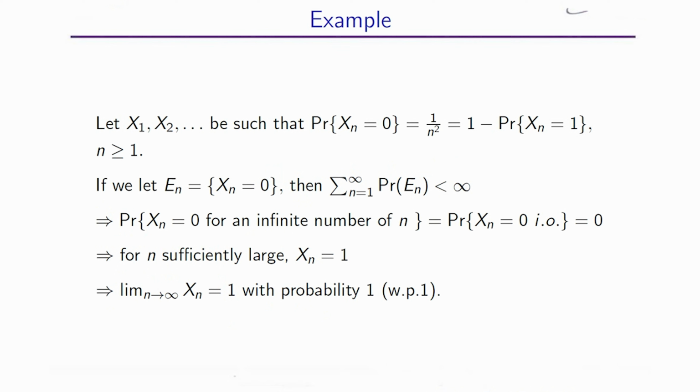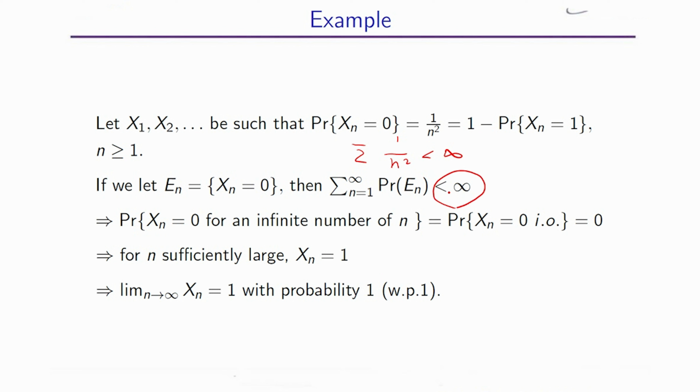Now, we'll give you an example. So, if X_1 and X_2, ... are such that the probability of X_n equal to 0 is equal to 1 over n squared, and this is equal to 1 minus the probability of X_n equal to 1. And then, we can let E_n be {X_n = 0}. And then you know that because the probability of X_n equal to 0 is 1 over n squared, the summation of 1 over n squared is actually less than infinity, like this.